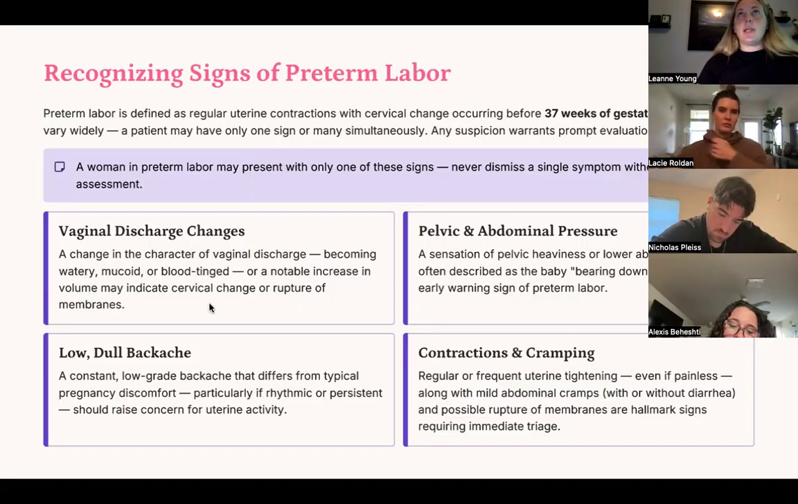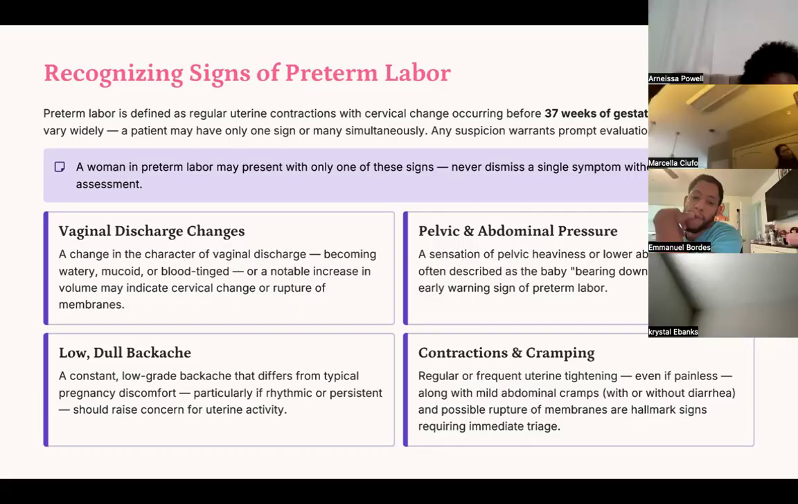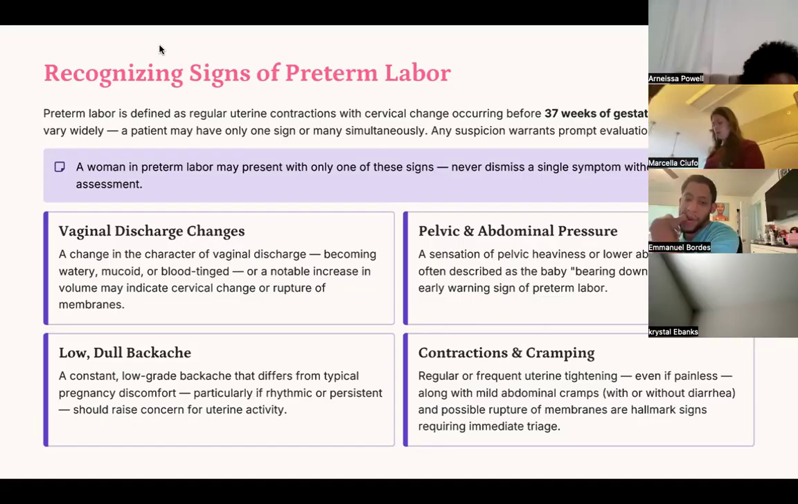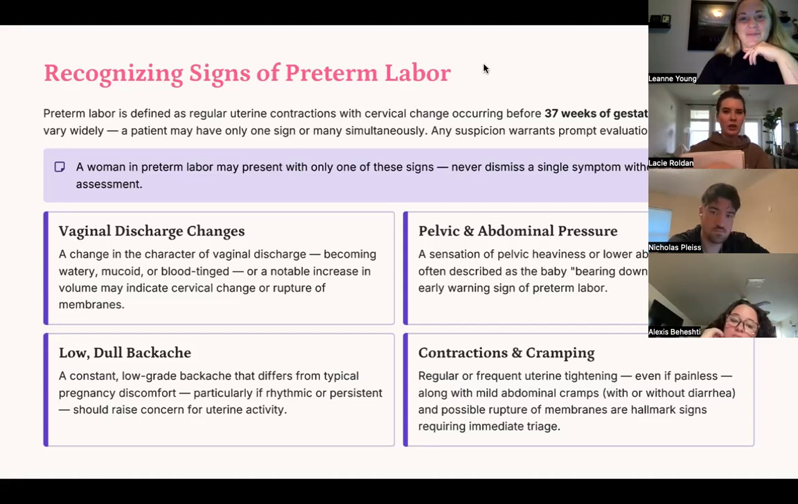If a patient is 30 weeks, are you going to perform a digital cervical exam on this patient? And why or why not? Checking somebody's, oh, go ahead, Lacey. I was just going to say you can cause them to go into preterm labor, right?